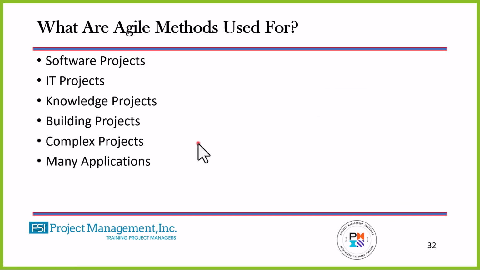What are agile methods used for? They're used in software projects. That's where it was developed. But since that time in IT projects, it has moved and is being used now in knowledge projects. You're writing a course, you're writing a book, anything like that. Agile is a good approach for that. Even building projects. Sometimes when building a building, we supplement it with Agile. Of course, that becomes a hybrid project then. Complex projects. We just don't know a lot about it, and we're going to develop it as we move forward. There are really many applications of Agile.